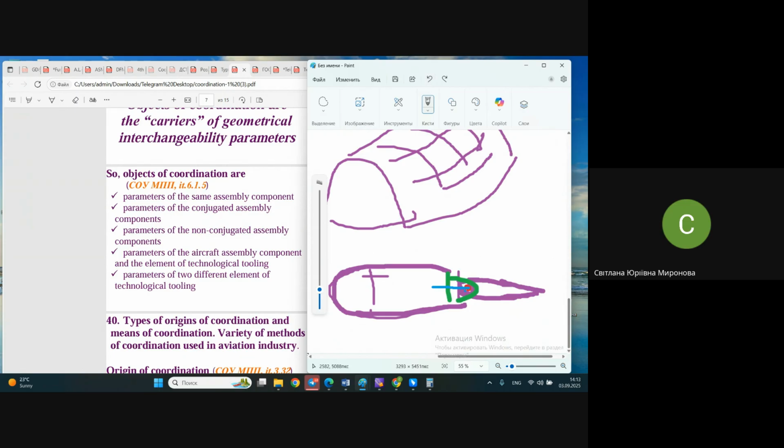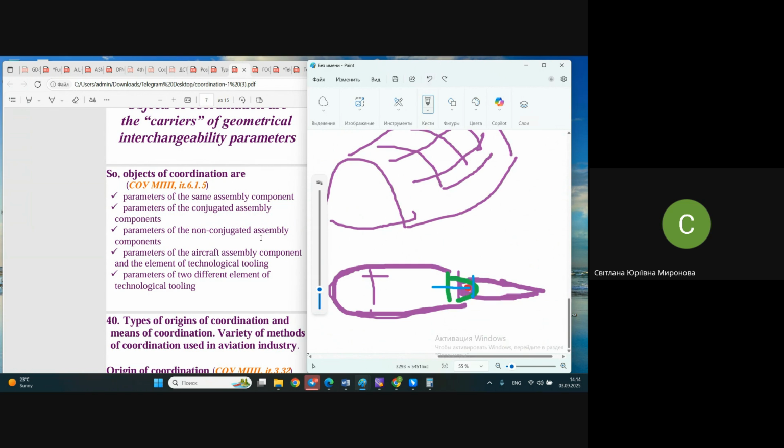And it's the case when we're talking about two parameters, coordination in one object. In the wing, we have to coordinate the contour and the hole of the bracket. So it seems there are two different elements, but they are in the same object. When we're talking about the parameters of conjugated assembly components, it's easy to understand. This one has a bracket and this one has a bracket. Holes should coincide. Yes? Yes.